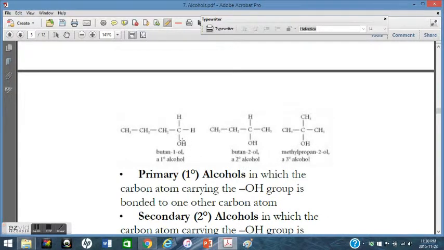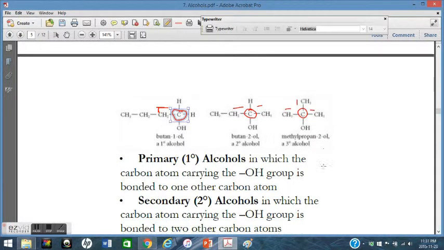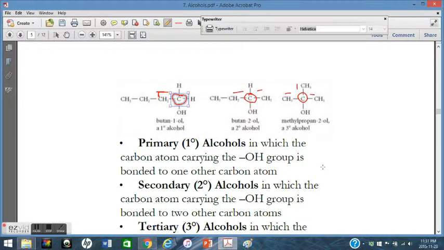Okay. So if the hydroxyl group is attached to a carbon that is attached to only one other carbon, that's this one over here, we call it a primary alcohol. If we look at this one, the hydroxyl group is attached to this carbon, it's attached to 2 carbons, and so it would be a secondary alcohol. And then if we look at this one here, the hydroxyl group is attached to this carbon, it's attached to 1, 2, 3 carbons, and it makes it a tertiary alcohol.